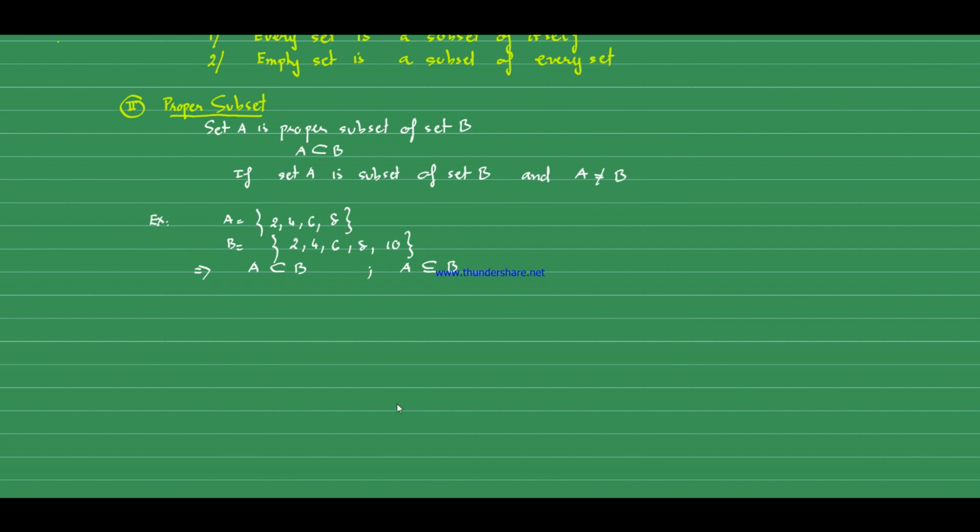Okay, so there's two different ways to express this situation. All elements of A are part of B, so we can write that A is a subset of B. But we can also write that A is a proper subset of B, because A and B are not equal to each other.